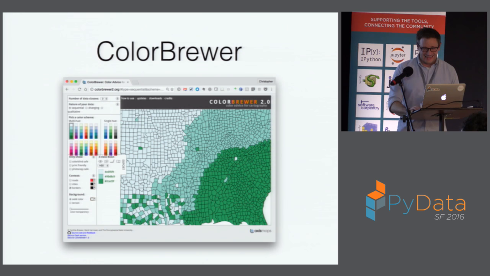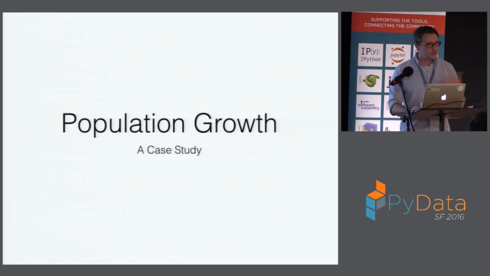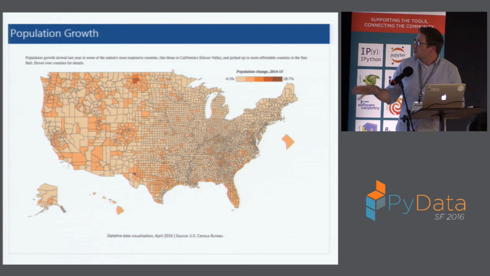I think I'm running out of time, so let's go ahead. One more story to show you the importance of choosing the right things. This is an article in the data blog from the Washington Post, by Chris Ingraham, a fantastic blogger. He pointed out that Pew Research looked at population growth and created this map, and they made all kinds of problems.